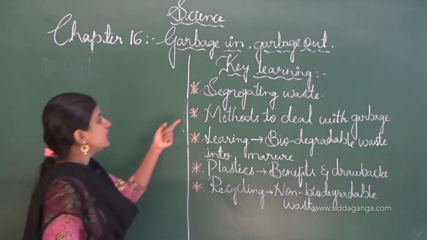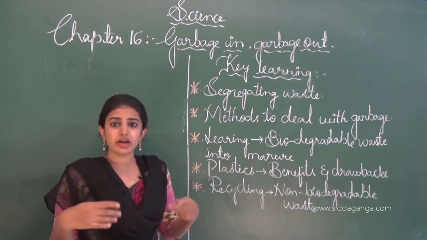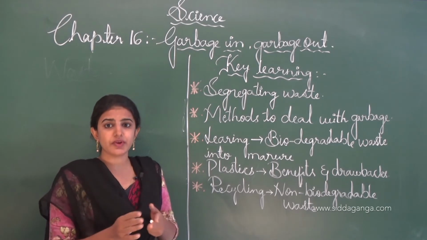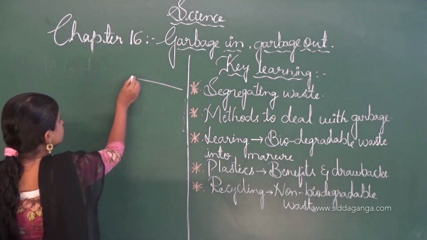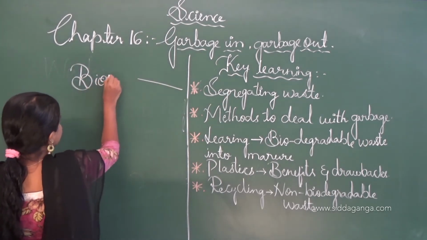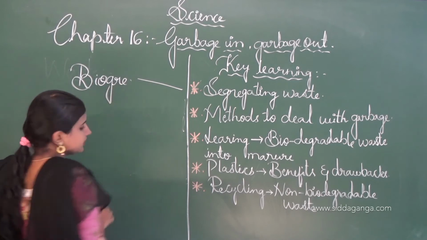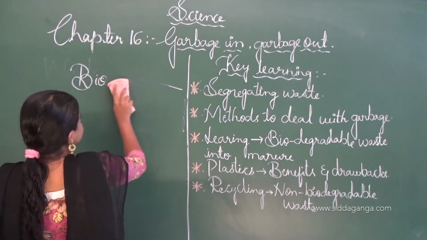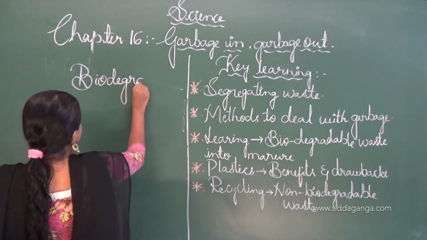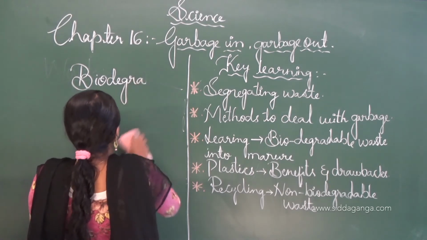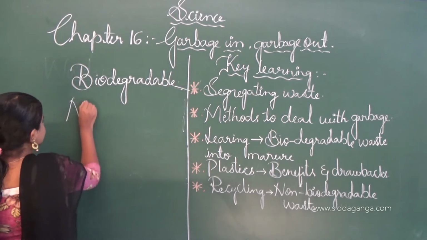And so here in this first key learning point, segregation of the waste. Segregation means plastic items and unwanted, non-biodegradable substances we have to separate out from the biodegradable ones. Biodegradable means useful waste which can be decomposed by bacteria. Biodegradable and non-biodegradable.